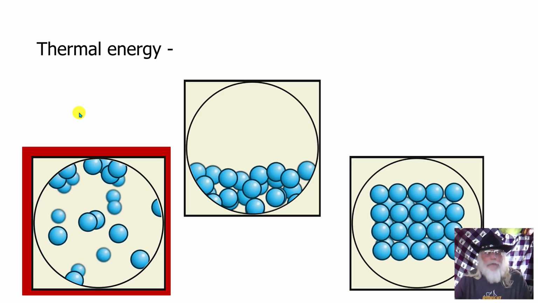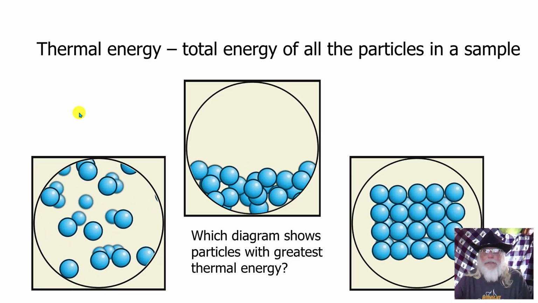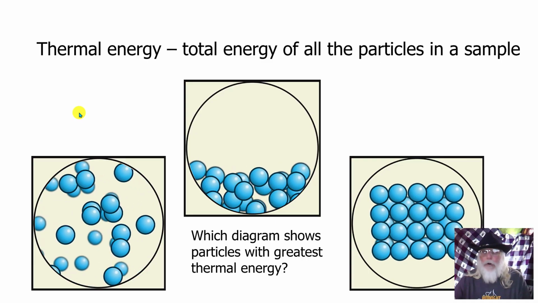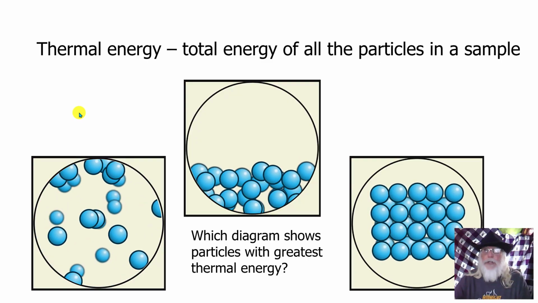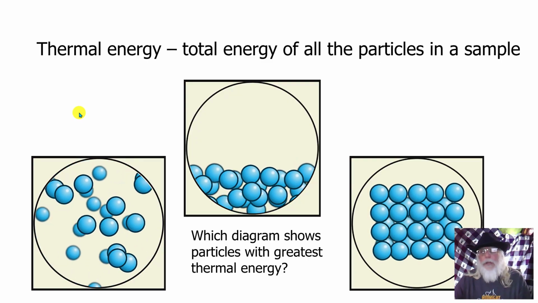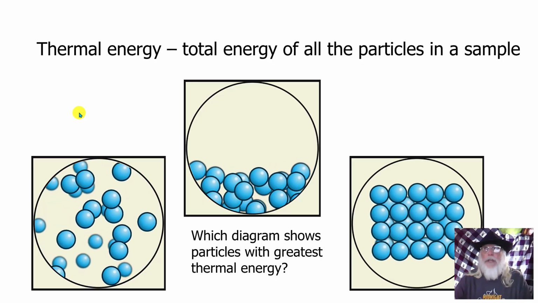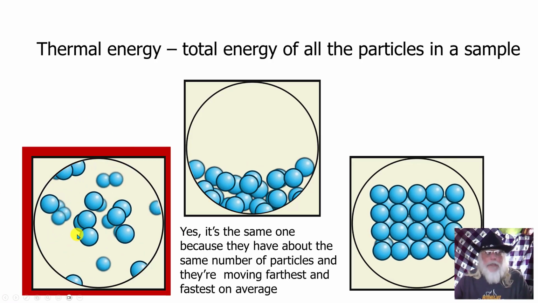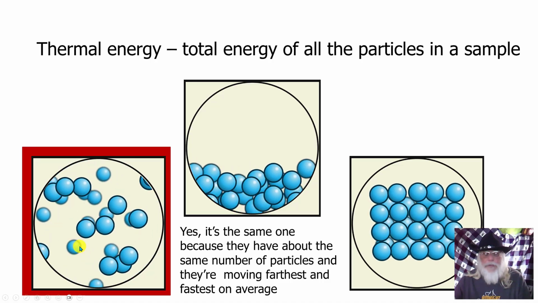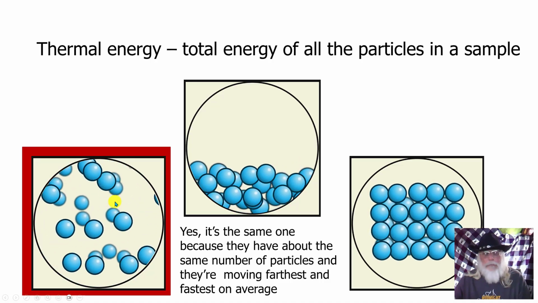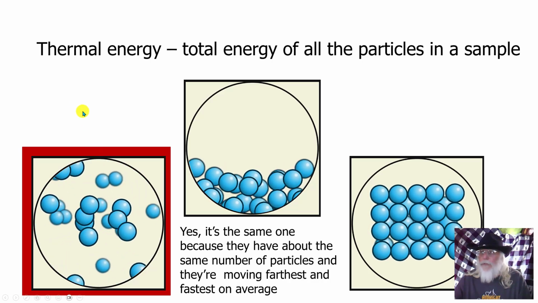Thermal energy. You may recall the definition of thermal energy. Thermal energy is defined as the total energy of all of the particles in the sample. Which diagram shows particles with the greatest thermal energy? Again, we want to look at the amount of particles and how fast they're moving. Well, in this case, it's still going to be the bottom left. It's the same one because they have about the same number of particles and they are moving farthest and fastest on average. The most kinetic energy and the most thermal energy is in this bottom left-hand sample.